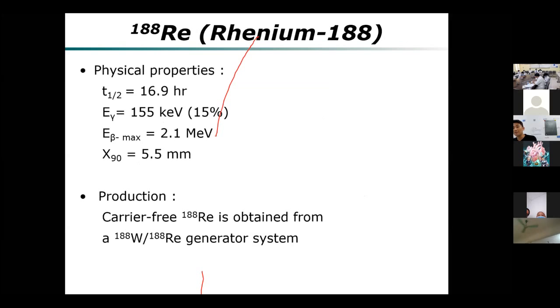Rhenium's half-life is 16.9 hours, and it emits gamma and beta particles also. So in this case, we use this kind of property. It is possible to take SPECT images, and it can be used as a therapeutic radioisotope. Both types of radioisotope are produced by a generator system, so it is possible to do the labeling in a lab.